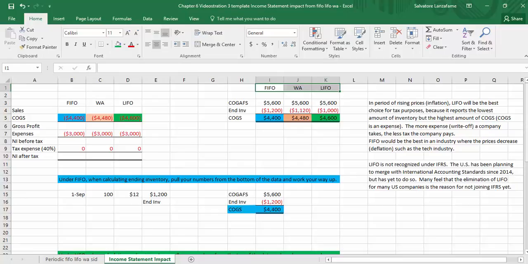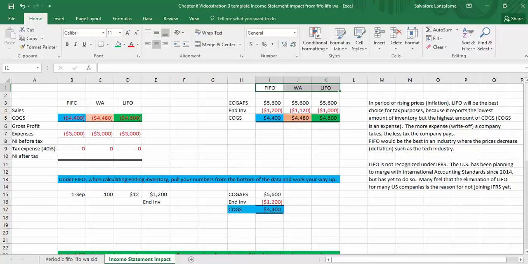If you take a look at what I have over on the right, in periods of rising prices, LIFO will be the best choice for tax purposes because it reports the lowest amount of inventory, but the highest amount of cost of goods sold. And remember that COGS is an expense account. The more expense or write-off a company takes, the less tax the company pays. FIFO would end up being the best if you were in a deflationary situation.